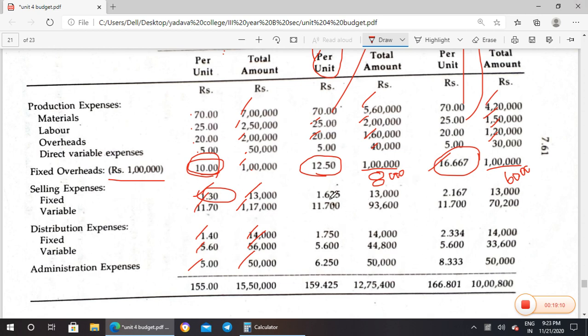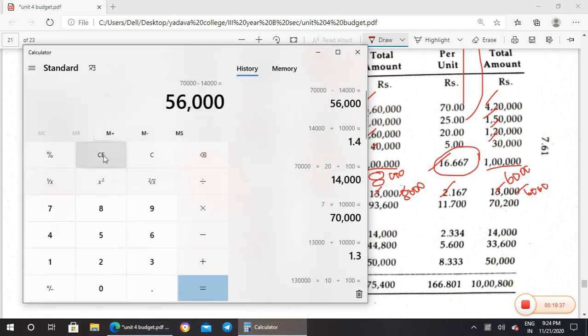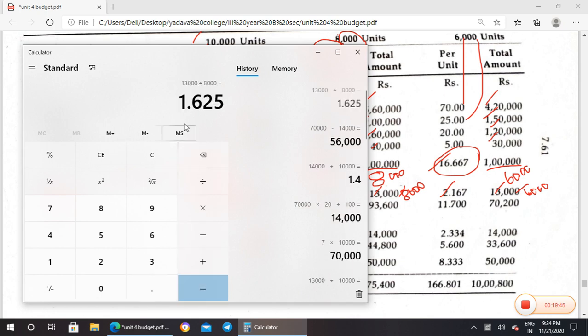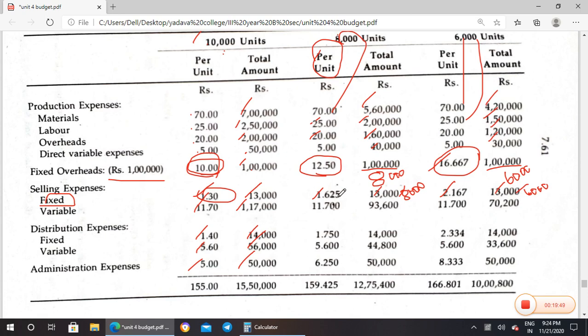The same procedure should be followed for the other one, that is fixed, which means that rate cannot be changed. So 13,000, but we have to divide the 13,000 by 8,000. The same thing, 13,000 should be divided by 6,000. Then only you will be getting the per unit rate. So when we divide 13,000 by 8,000, you will be getting 1.625. I'll show it to you. 13,000 divided by 8,000, you will be getting the per unit rate 1.625.